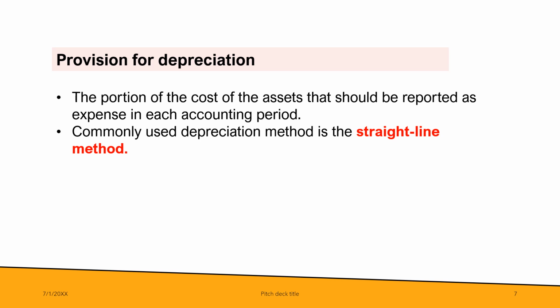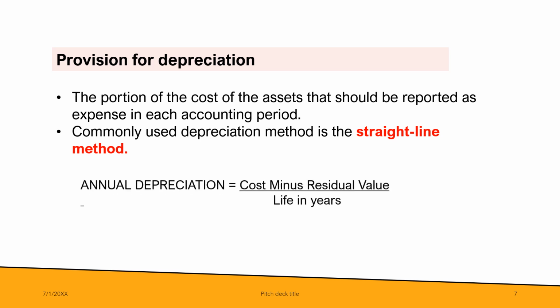Why is that so? Because the company expects that these assets will be used in its operations for a longer period of time, which is beyond 1 year. And normally, the depreciation is computed using the straight line method. And how do we compute depreciation using the straight line method?